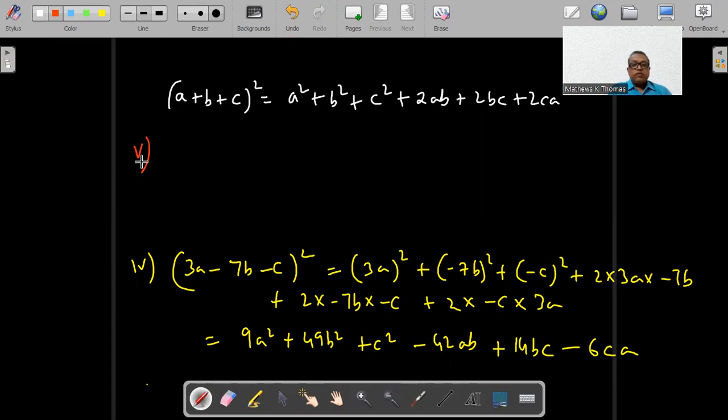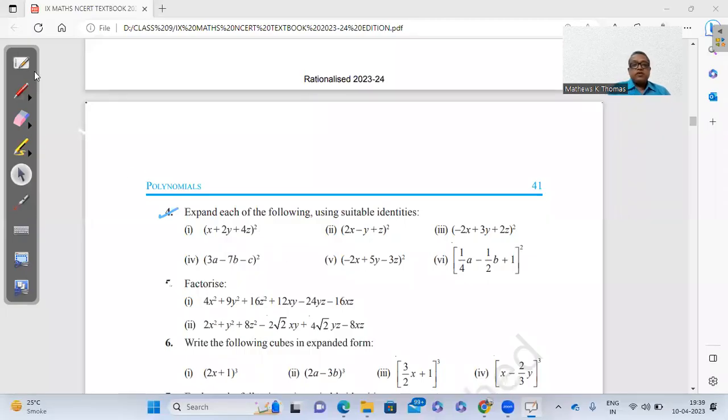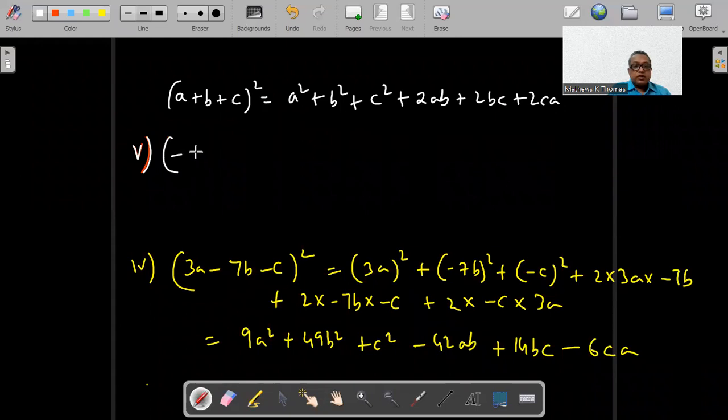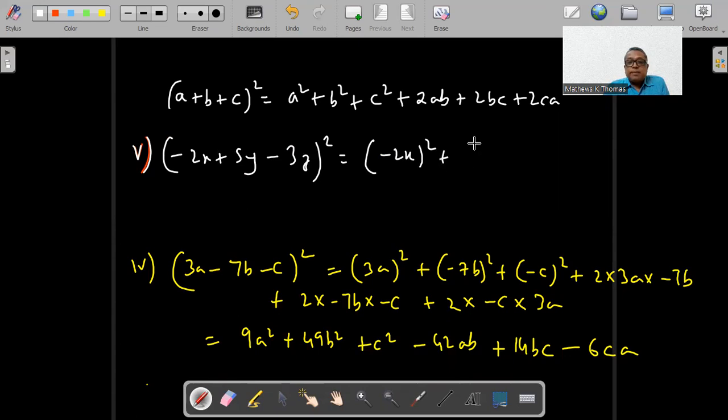Then we have the fifth part. In the fifth part, the question is (minus 2x plus 5y minus 3z) whole square. This is the question. So this is a, b, and c. So a square, b square, and c square.